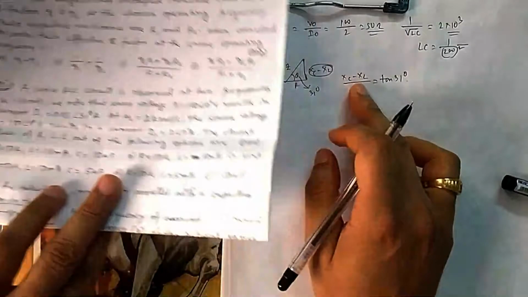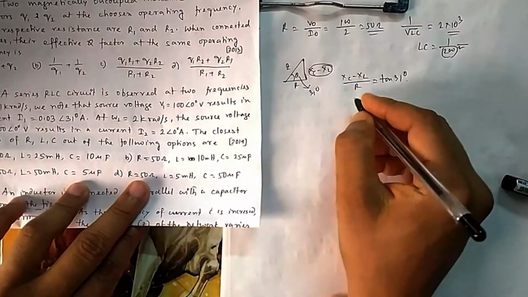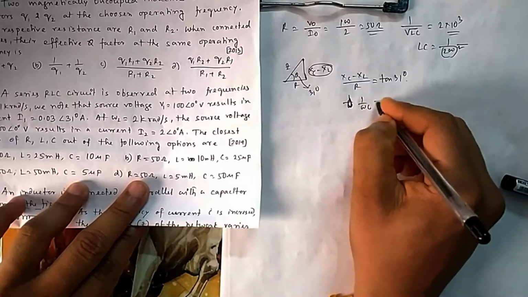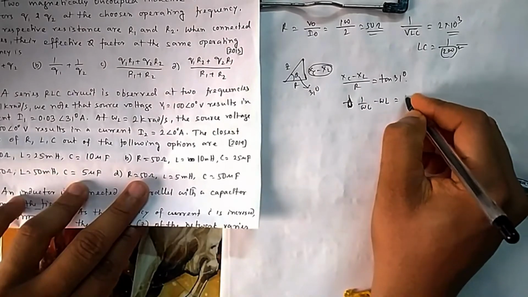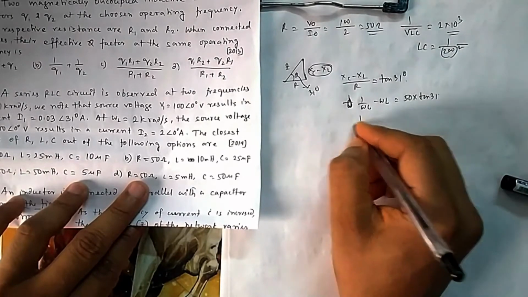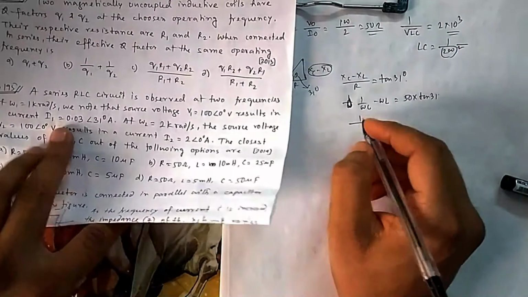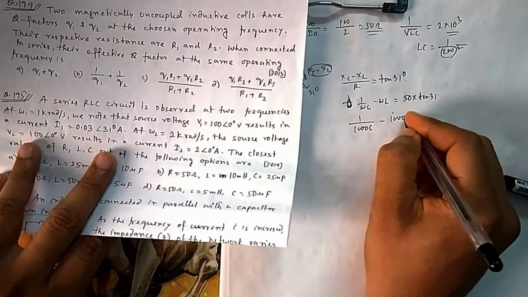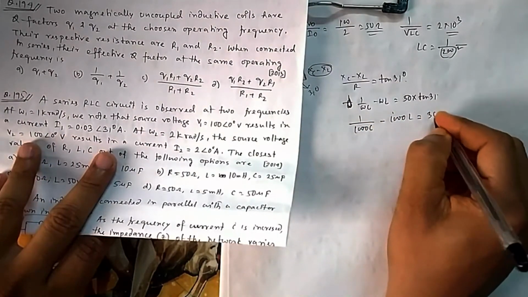So again, if you apply here, that will be 1 by omega C minus omega L is equal to 50 into tan 31. So omega is given, I think it is 1000. So 1000 kiloradian minus 1000 into L, that should be equal to 30.04.